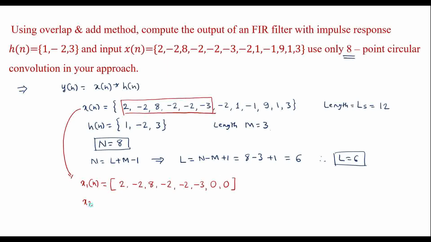Similarly, x2 of n is equal to the next 6 samples of x of n. I will write here minus 2, 1, minus 1, 9, 1, 3, followed by 2 zeros. Now we can see that all the samples of x of n are over. So we are supposed to stop dividing into small blocks.